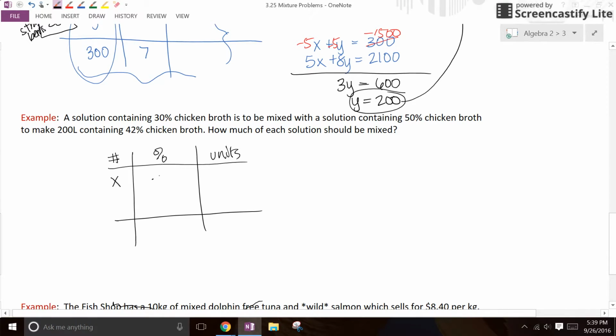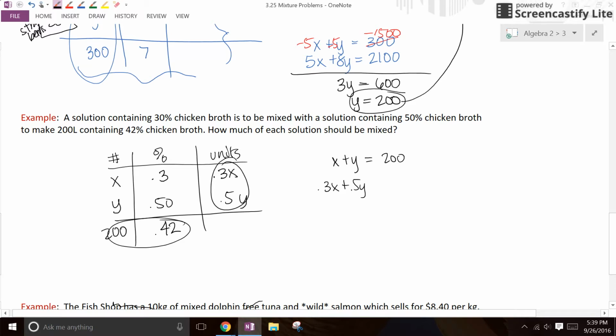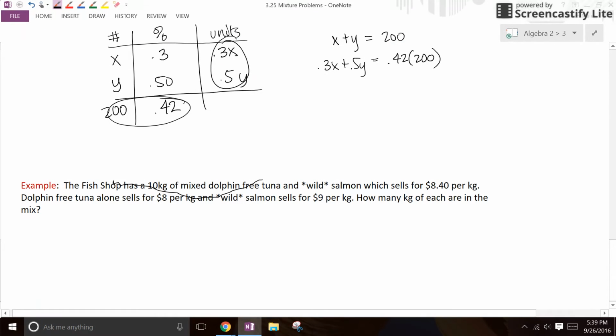I don't know how much 30%. I don't know how much 50%. If I multiply this together, it's 0.3x, and this is 0.5y. I do know I will have 200 total, so when you add those together, you'll get 200. And I do know it'll be 42%. So my two equations are x plus y equals 200, and 0.3x plus 0.5y, these added together, need to equal these multiplied. So 0.42 times 200. And I'll let you solve that because I feel like it was the same as the last.